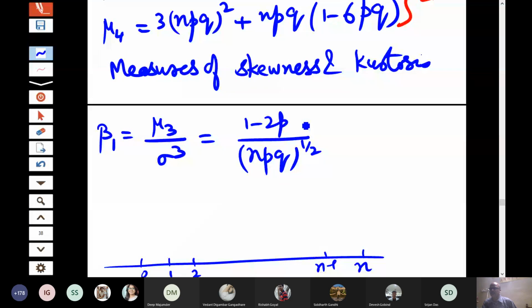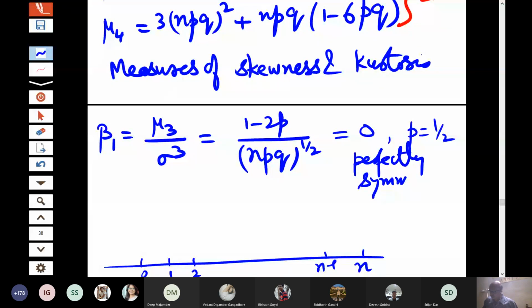It is independent of k. So the probability for X equal to k and the probability for X equal to n minus k are going to be the same. So for p equal to half, this is perfectly symmetric. The probabilities will increase gradually and then they will decrease. Okay, this is for p equal to half.